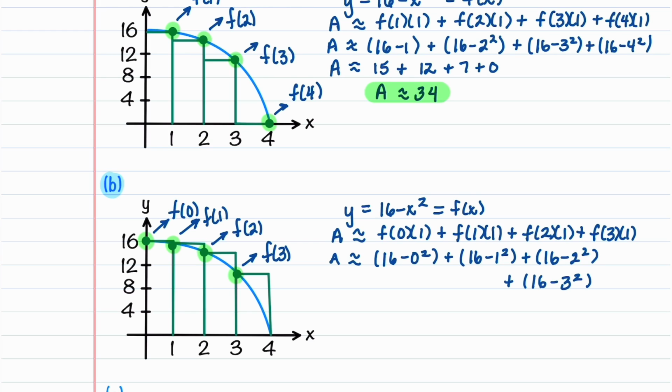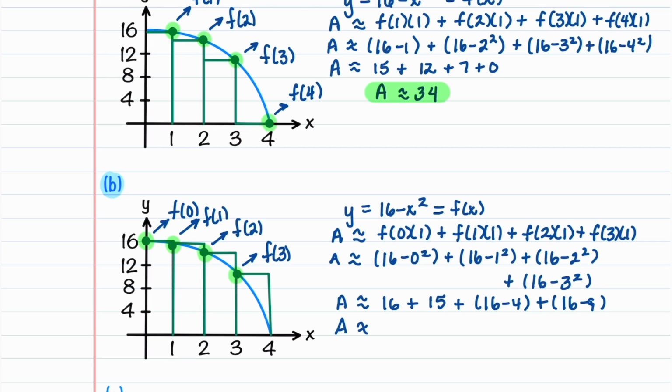Our area is then approximately 16 plus 16 minus 1 is 15. And then we have 16 minus 2 squared. So we'll write that down as 16 minus 4. And then our last one, we have 16 minus 9.